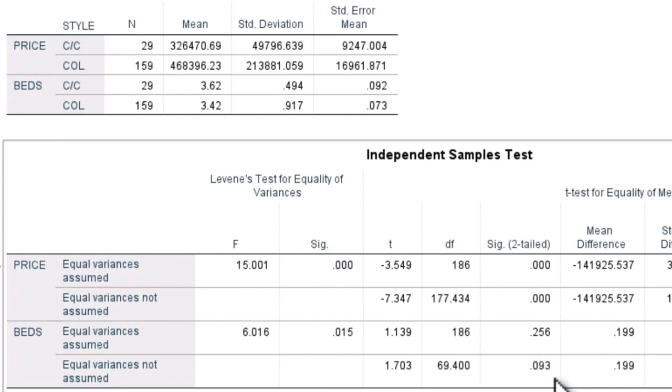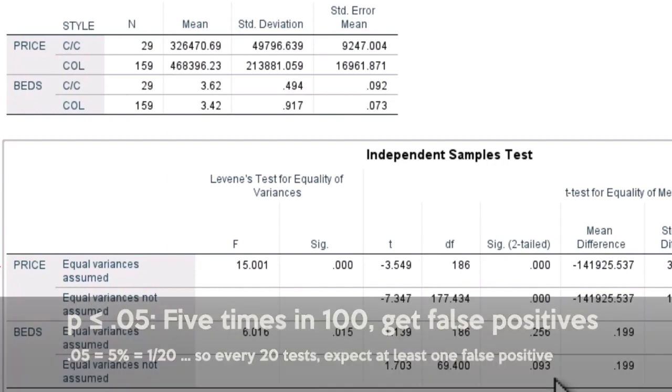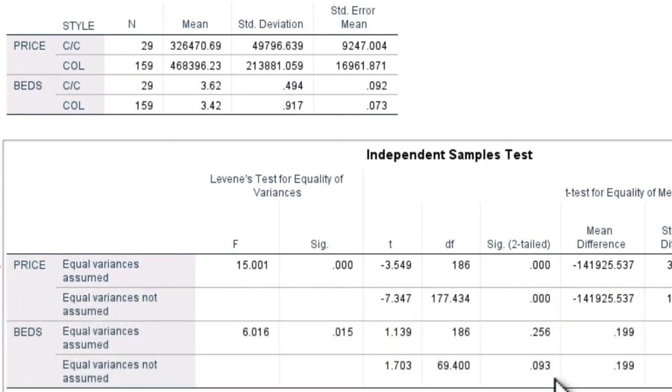Most of the time, if I'm doing one or two tests, I will set my criterion at 0.05. That means that 5 times out of 100, which is what 0.05 means, or 5% of the time, I will see a, quote, significant difference, unquote, just by random chance. So 5 times in 100 or 1 time in 20. If I run 20 analyses and I use 0.05 as my criterion, in theory, one of them will probably be a false positive.